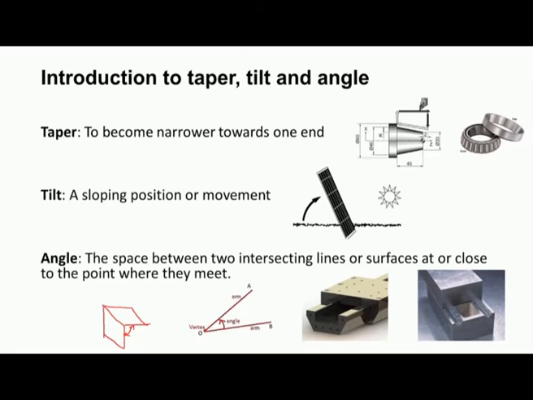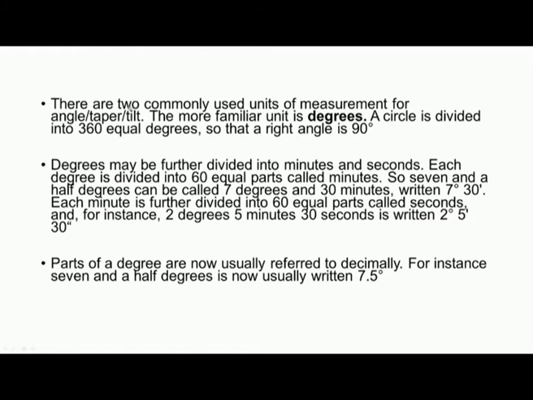You can see some examples here. We have a machine tool guideway. This is the slide and this is the guideway. We have sloping surfaces here. The inclination between these two surfaces is the angle. Similarly, we have a sloping surface here and we have a flat surface. So, the inclination between these two surfaces is some angle, and this angle, tilt and taper are normally measured in terms of degrees or radians.